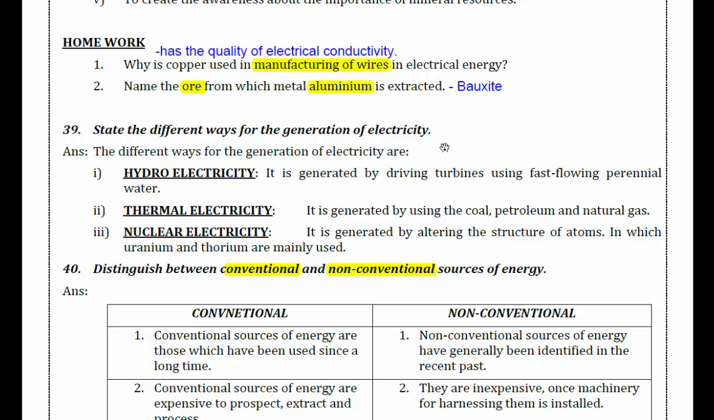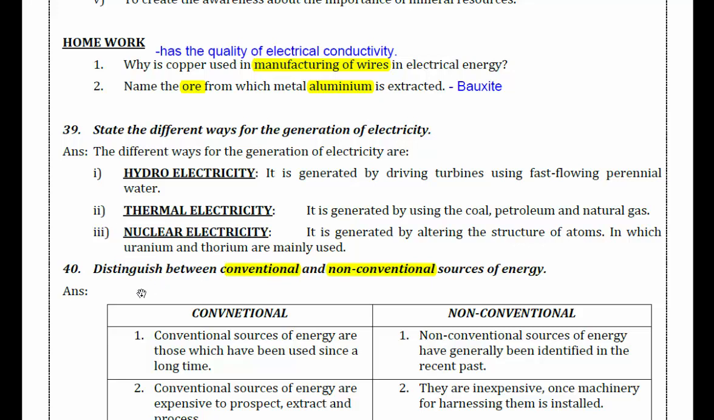State the different ways of generation of electricity. The first one is hydroelectricity, generated by driving turbines using fast flowing perennial water. Thermal electricity is generated by using coal, petroleum and natural gas. Nuclear energy is generated by altering the structure of atoms in which uranium and thorium are mainly used. What are used? Uranium and thorium.